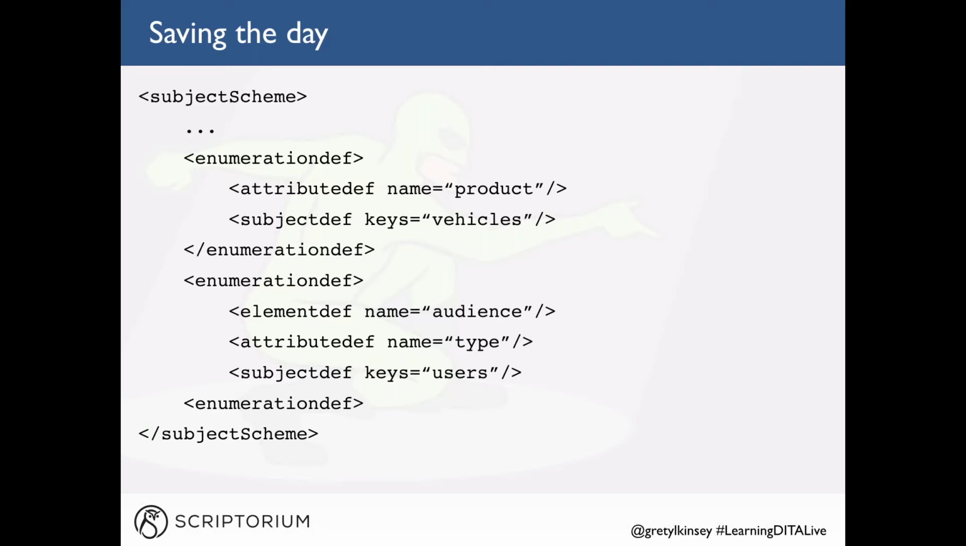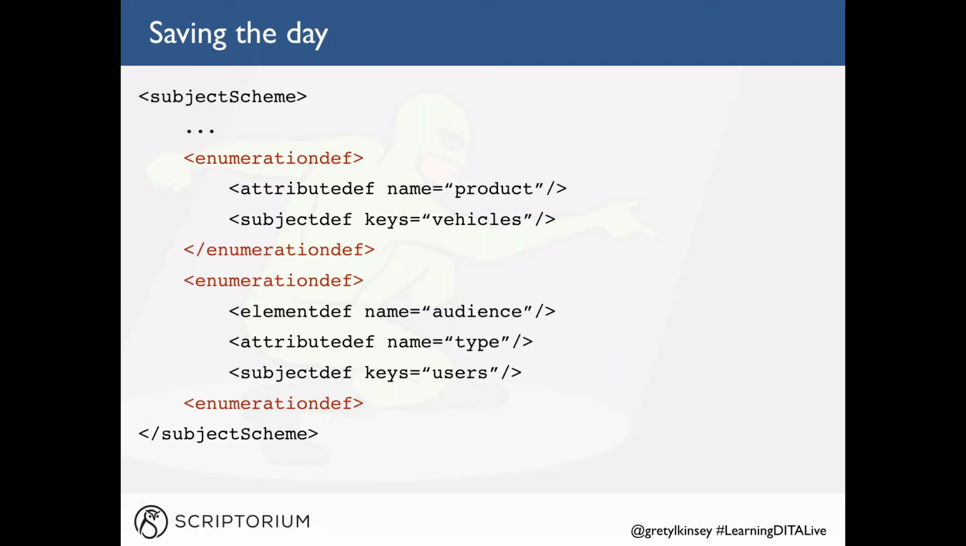We can use that same subject scheme map to bind each of these values and these categories of values to the relevant metadata element and attribute sets. So let's just take a closer look at how that works. After our subject def elements, we can use the enumeration def elements to bind our list of values to metadata in DITA. And as you can see, we have two different enumeration def elements here, and that's because we previously defined two different categories of values at the root level in our subject def elements.